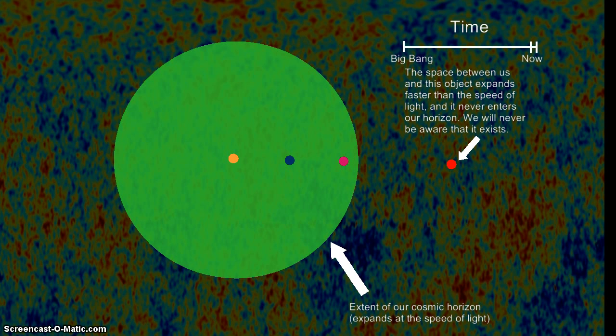It's important to note that when we say an object is receding at faster than the speed of light, what we actually mean is that the space between you and that object is expanding at faster than the speed of light. No object can move faster than the speed of light, but space itself can expand as fast as it pleases. The result of this is that there are certain objects that will never become visible to the observer, and the observer will simply never know that they exist.